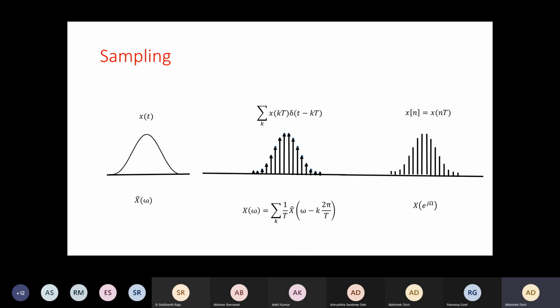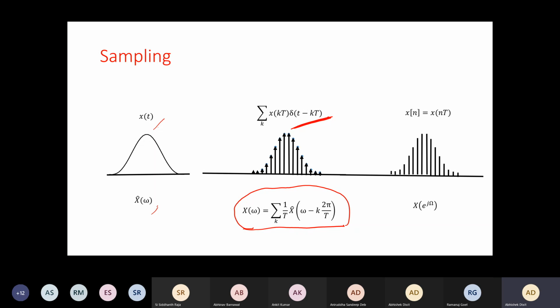Now, let me repeat some of the steps. x(t) has a spectrum. Let us assume that the spectrum of x(t) is X(Ω), which is like this. Now, first step is we multiply this with an impulse train. Mathematically, this is like this. And its spectrum will become periodic because this will get convolved with an impulse train. You will get this.